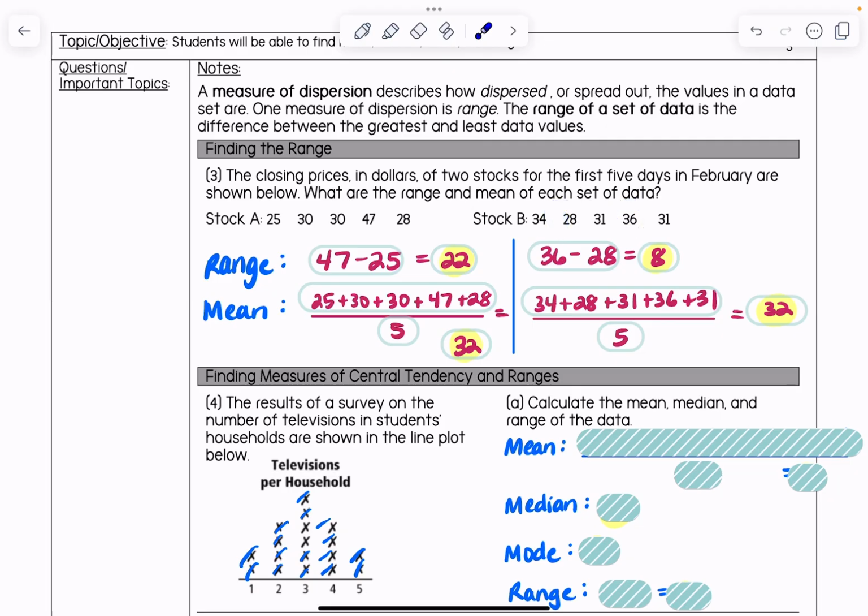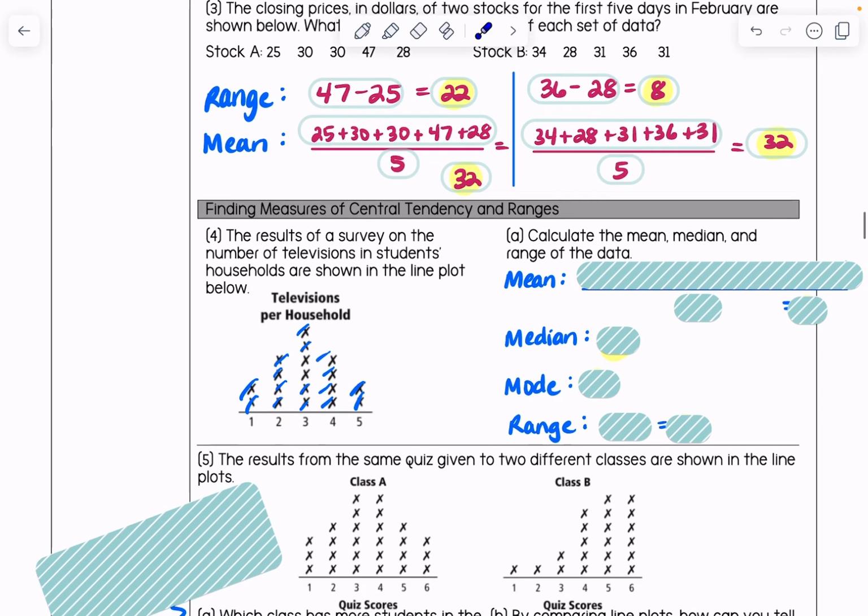If I were comparing the two, I'd just say that stock A has a larger or more spread out data value because the difference between the largest number and the smallest number is 22 compared to stock B. So you could say that for this stock, the closing prices vary a lot more than stock B. And then we could say that the average is the same for both stocks because they're 32.